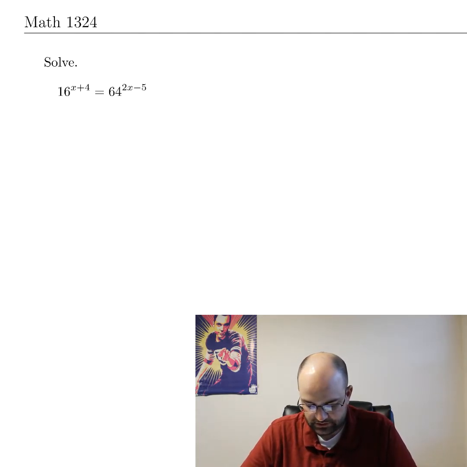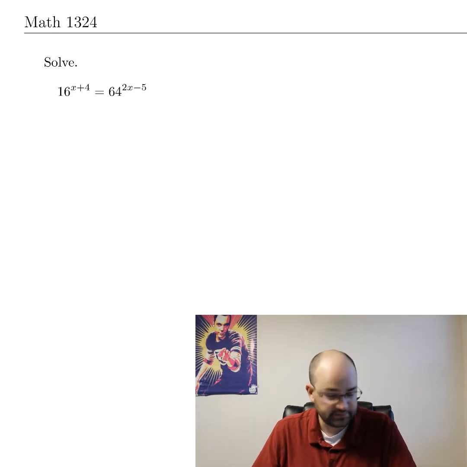In this example, we want to solve 16 to the x plus 4 equals 64 to the 2x minus 5. Okay, so this time, notice that 16 and 64, they're not prime, neither one of them. So we can bring them down to their prime factors. And there's actually more than one way to do this. But just to make sure we're not trying to make it too complicated, I'm just going to go down to the most prime factors that we can get.